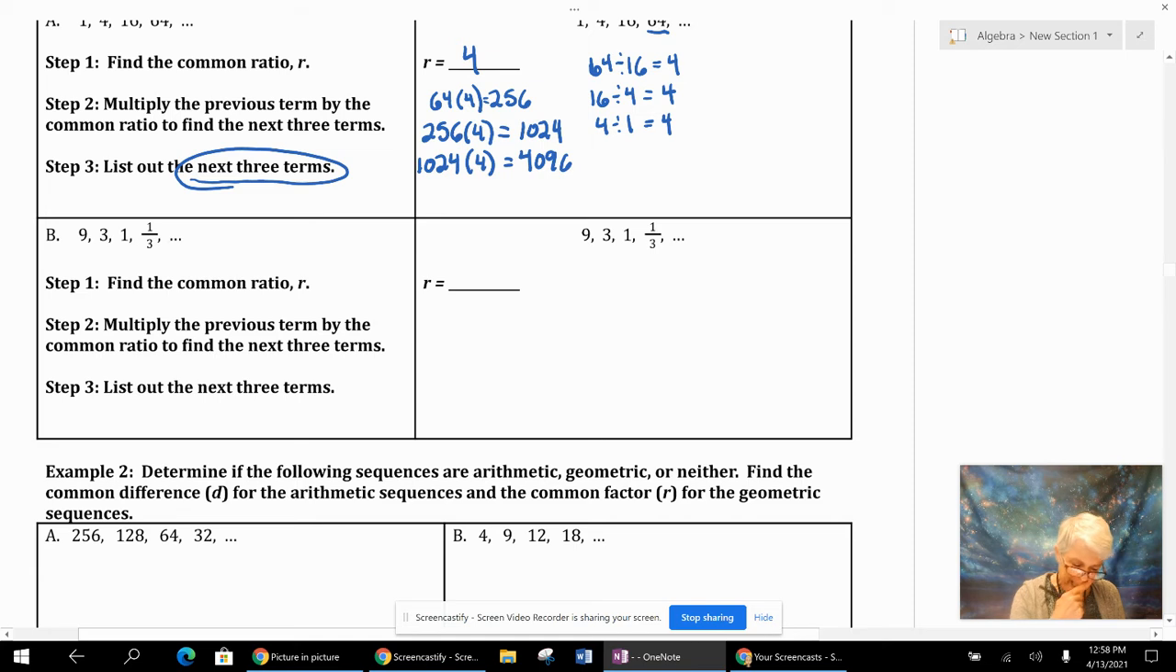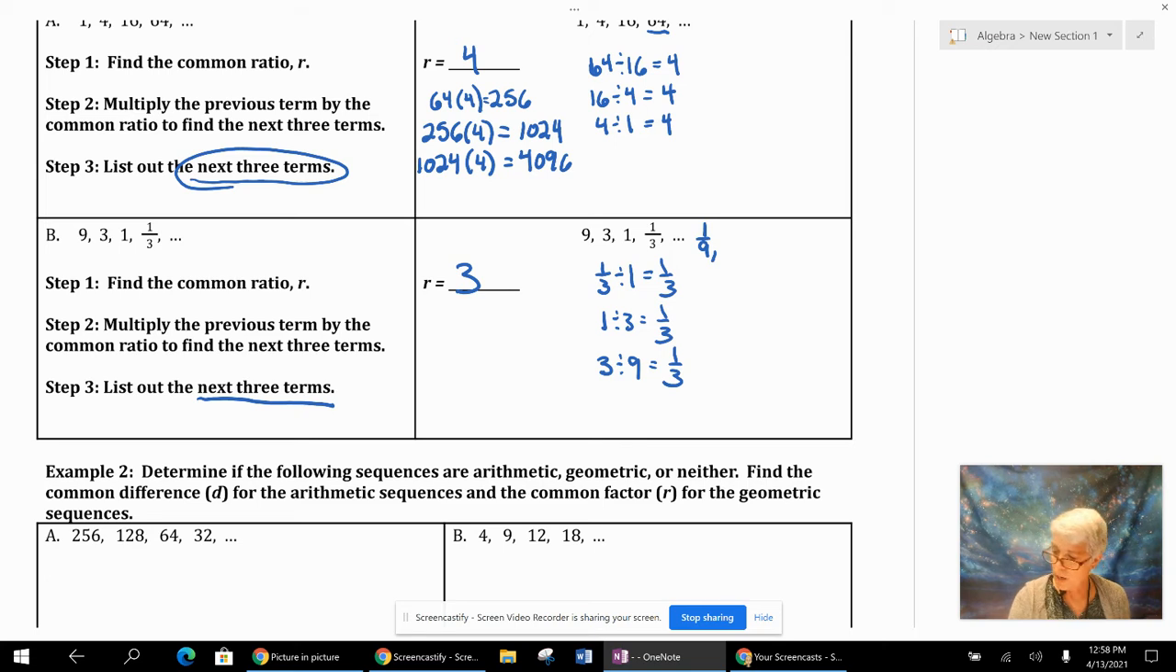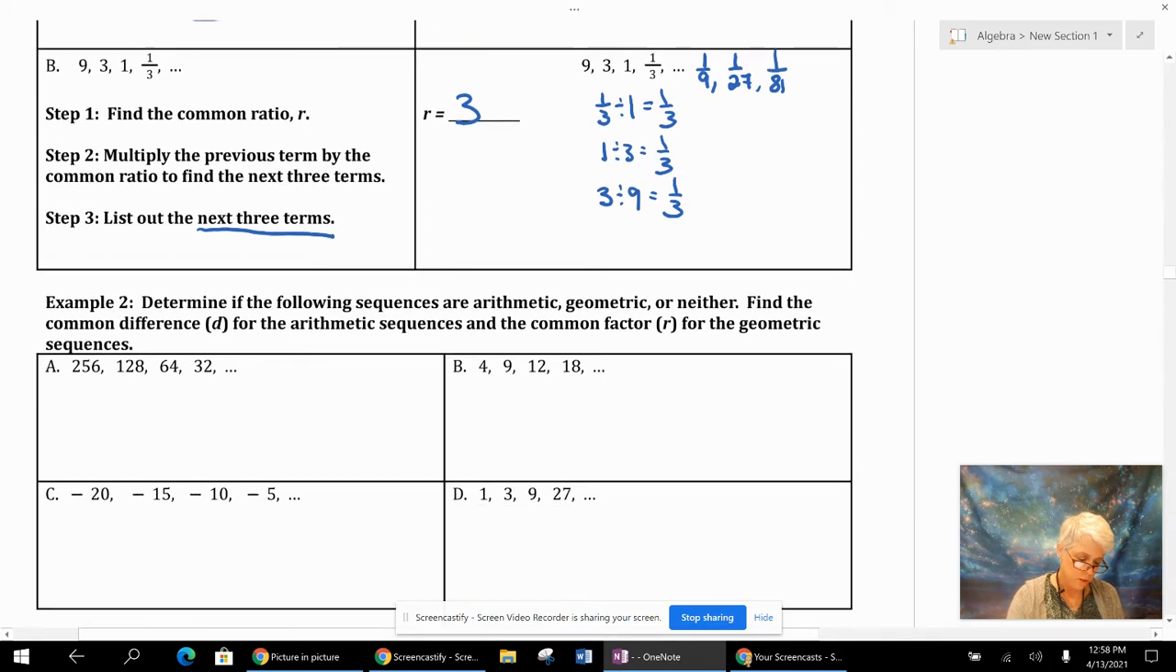All right, so let's see. I'm going to divide 1/3 by the previous term. If I take 1/3 and divide it by 1, I get 1/3. If I take 1 and divide it by 3, I get 1/3. If I take 3 and divide it by 9, I get 1/3. So the next 3 terms are going to be, and I'm going to do the opposite, I can multiply by the 1/3. So I get 1 over 9, 1 over 27, 1 over 81. So I was dividing to the left, multiplying to the right, because remember, we're always looking at the previous term to figure it out. Let's go to the next one.